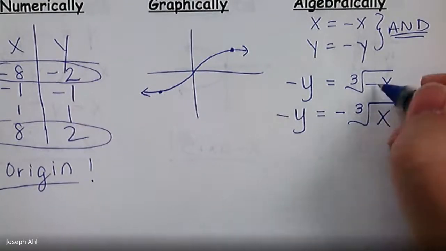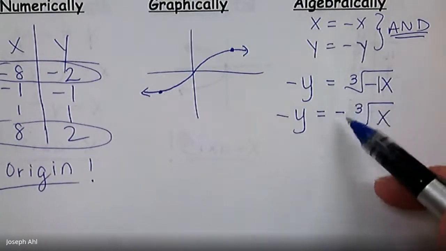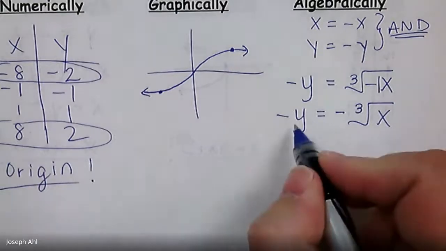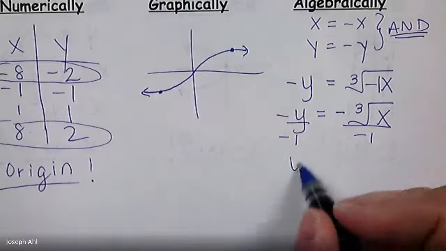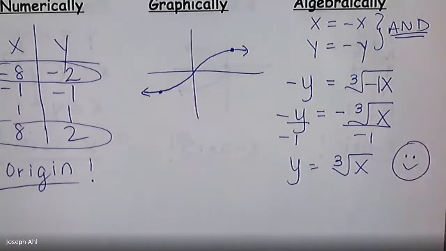Why is that the case? Think of this as like a -1. The cube root of -1 is -1. So you can kind of bring that -1 on the outside. I just write it as a negative. And then if you divide both sides by -1 to get y alone, now it becomes y equals the positive cube root of x. And we see that that matches the original.